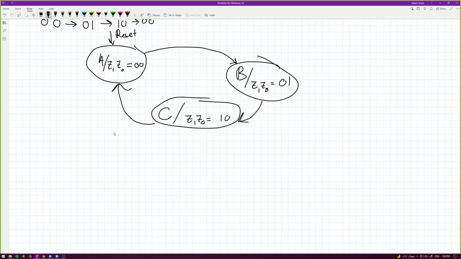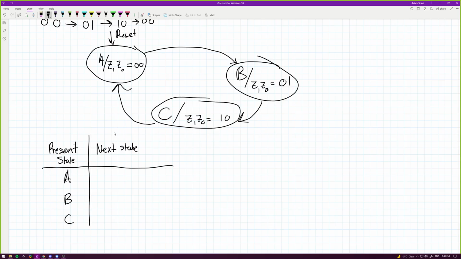So then I'm going to make a state table first. Sorry, I have to unplug this and plug this back in. So if our state is state A, B, C, that'll say present state. Then our next state, which doesn't depend on a variable, is going to be B, C, A. And our output, Z1, Z0.